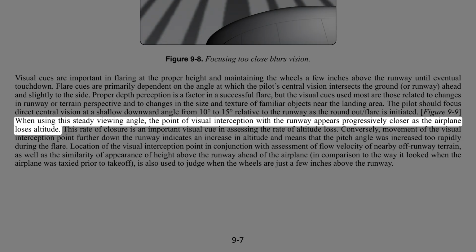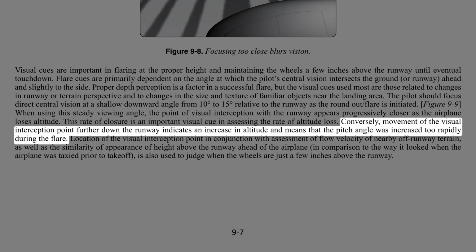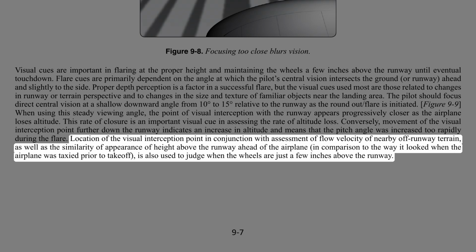When using this steady viewing angle, the point of visual interception with the runway appears progressively closer as the airplane loses altitude. This rate of closure is an important visual cue in assessing the rate of altitude loss. Conversely, movement of the visual interception point further down the runway indicates an increase in altitude and means that the pitch angle was increased too rapidly during the flare. Location of the visual interception point, in conjunction with assessment of flow velocity of nearby off-runway terrain, as well as the similarity of appearance of height above the runway ahead of the airplane in comparison to the way it looked when the airplane was taxied prior to takeoff, is also used to judge when the wheels are just a few inches above the runway.